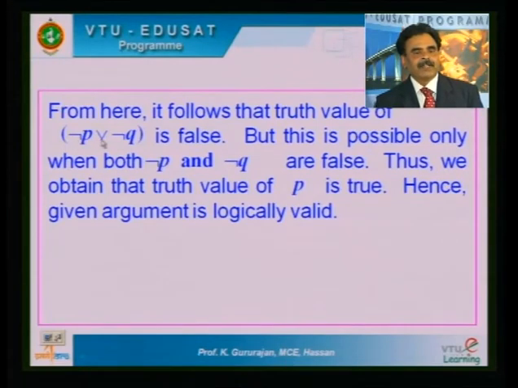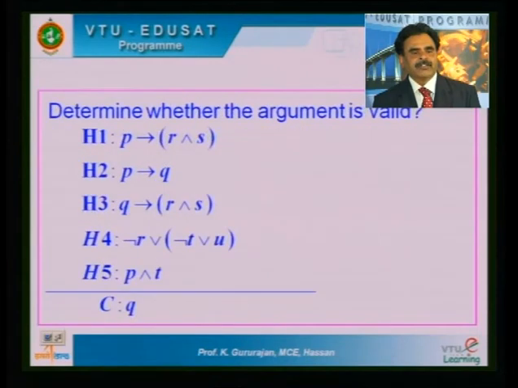Now, we know that this takes the truth value false only when both negation P and negation Q are false; otherwise it will be true. We know this by the truth table of negation P or negation Q. So what I get is that negation P is false, and negation Q is also false. Because of that, I get the truth value of P as true. Hence, I can claim that the argument is logically valid. Understood? So here we used modus tollens twice, modus tollens and the truth table, and then the results of P implies Q.